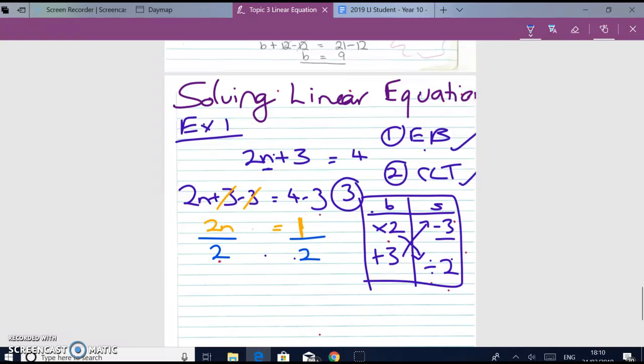You can leave 1 divided by 2 exactly how it is. But on this side, we've got 2n divided by 2. We can cancel the 2n and 2. So we get left with n equals 1 over 2.